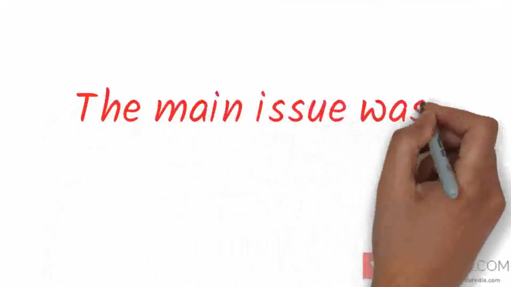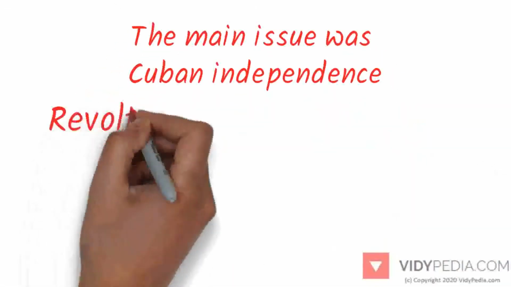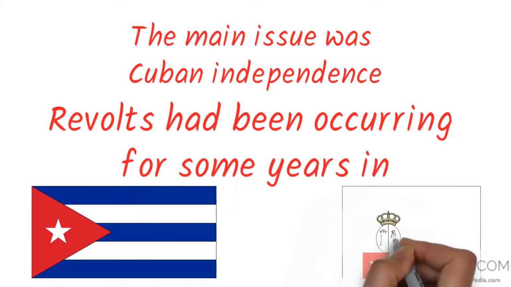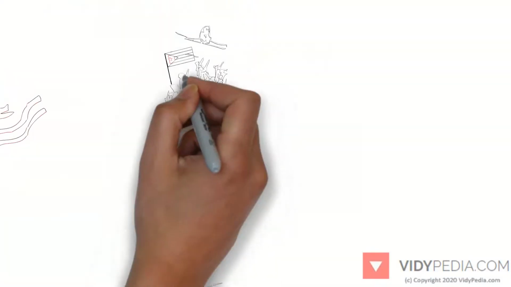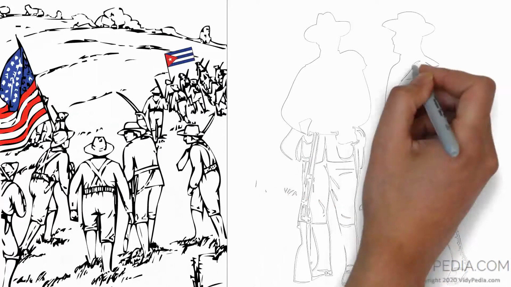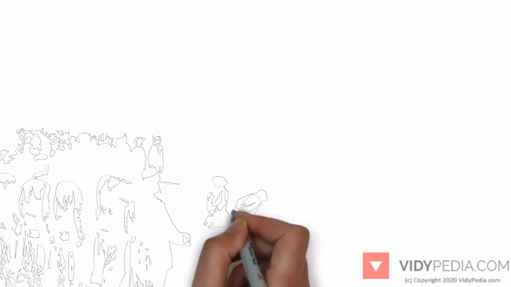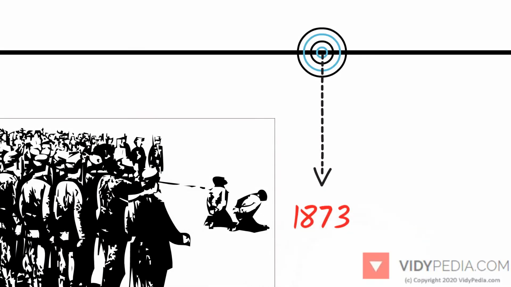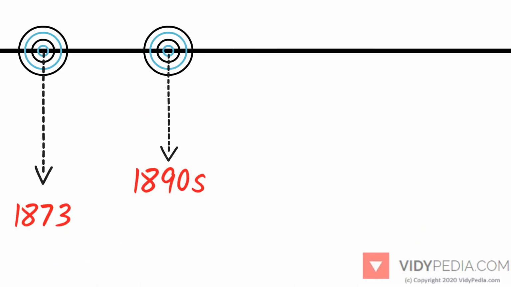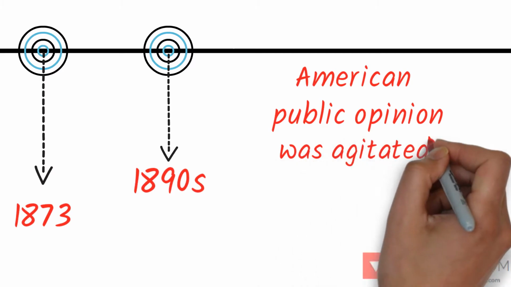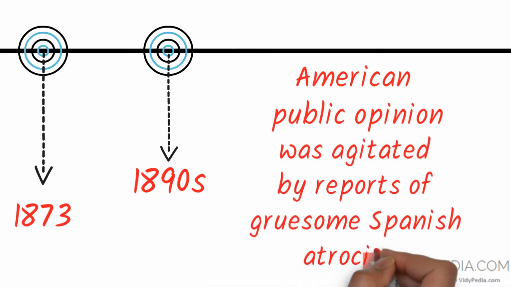The main issue was Cuban independence. Revolts had been occurring for some years in Cuba against Spanish rule. The U.S. later backed these revolts upon entering the Spanish-American War. There had been war scares before, as in the Virginius Affair in 1873. But in the late 1890s, American public opinion was agitated by reports of gruesome Spanish atrocities.